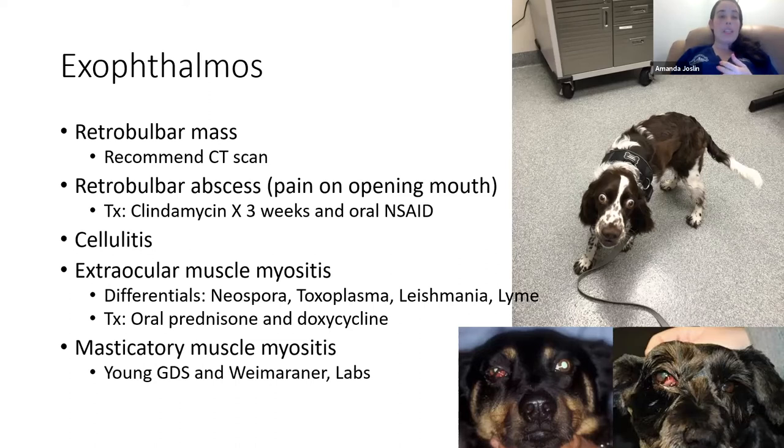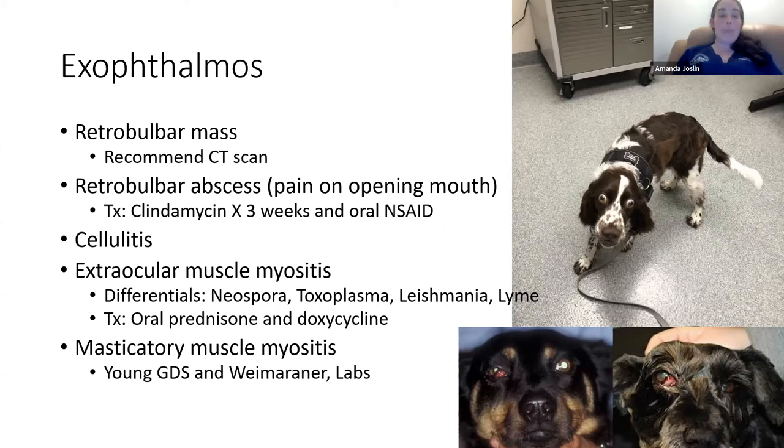Most commonly is, for the mass, you can have pretty aggressive masses when you talk about a cat, but dogs typically have more benign mass behind their eye. But the recommendation most likely is still to remove the eye and the mass. Sometimes you can do an orbitotomy and just take the mass out, but it just depends how extensive it is.